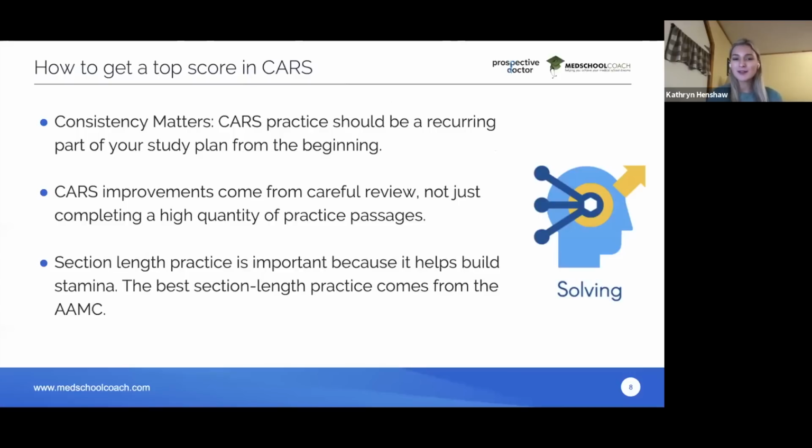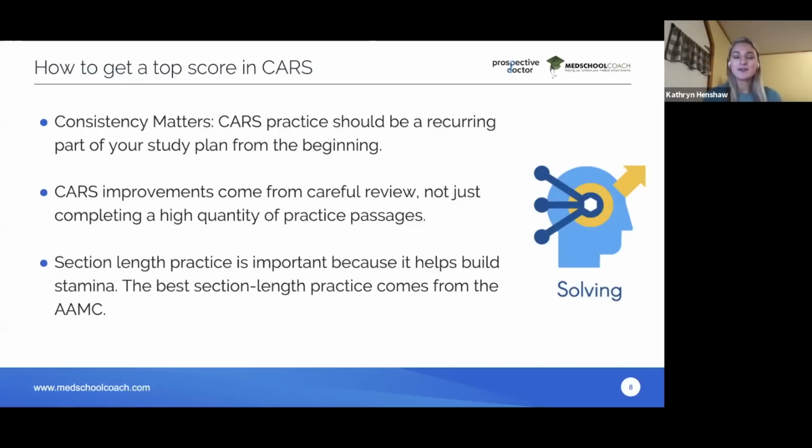So we'll be starting by talking about the CARS section in particular. I wanted to give some tips of how to guide your studying to get a really high score in this section. So the first tip that I have for all of you who are either starting your studies or thinking about studying for the MCAT at some point is to start thinking about CARS from the beginning of that. Consistency is really important for building up these CARS skills. So it's not something that you can just do like a crash course in CARS the weekend before your exam and suddenly come out with a great score.